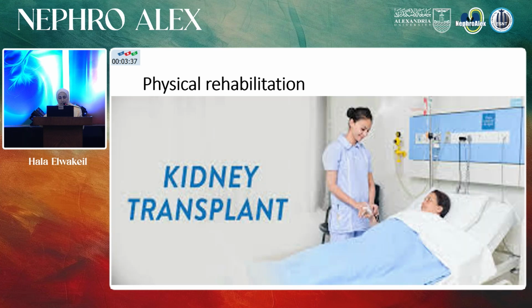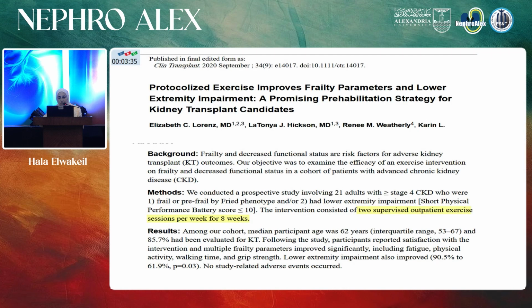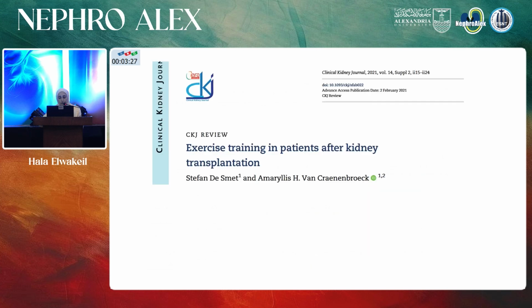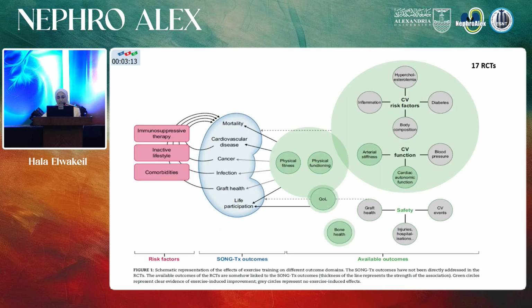For rehabilitation of our patients pre-transplant, this study showed that it decreased the prevalence of frailty as well as the severe form of frailty if you conduct exercise for your patients 2 months before the surgery. And after renal transplantation, there is this meta-analysis which comprised 17 randomized controlled trials and showed a positive effect on physical fitness, physical functioning, quality of life, and bone health as well.